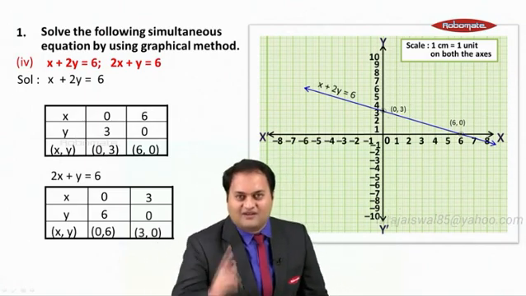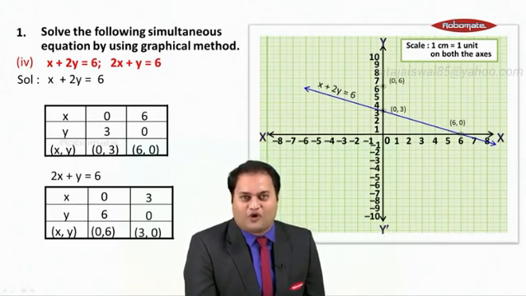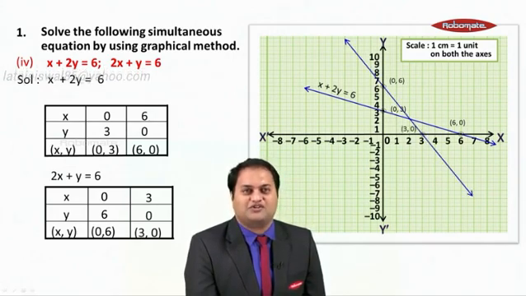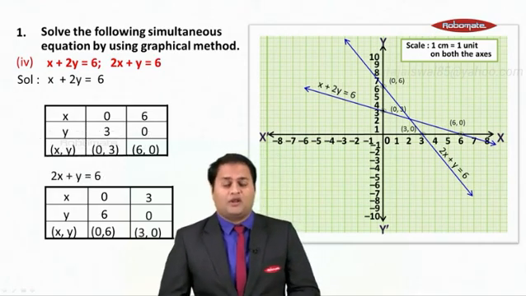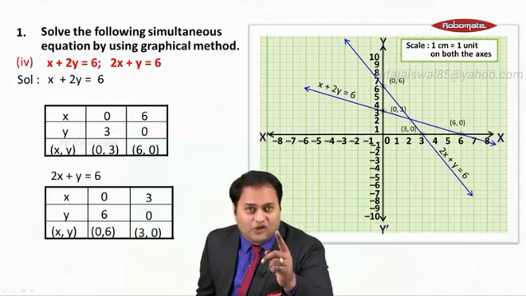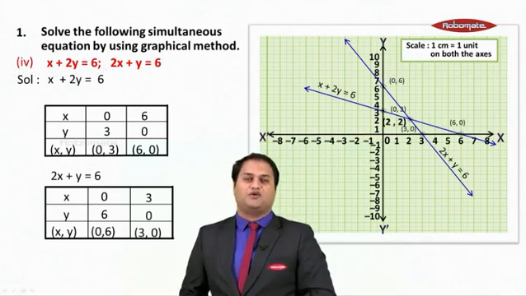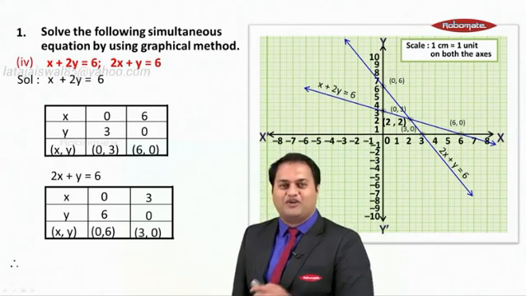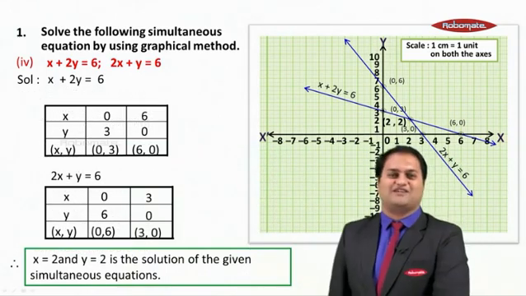Next table: 0, 6 on the y-axis, 3, 0 on the x-axis. Join, and you will get a straight line. Don't forget to write the equation on it. Now, as discussed earlier, look at the point of intersection. Mark it. The point of intersection here is clearly 2, 2. And because the point of intersection is 2, 2, we come to the conclusion that x is equal to 2 and y is equal to 2 is the solution of the given simultaneous equations.